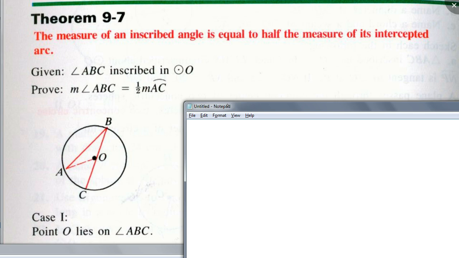So, by the way, what is it saying? The measure of an inscribed angle is equal to half of the measure of its intercepted arc. Okay, what do you think this means? The measure of an inscribed angle is equal to half of its intercepted arc. What do you think this means? Shanna, what do you think this is talking about?